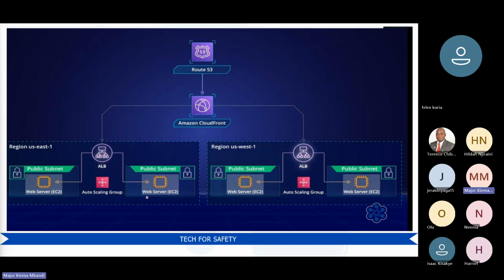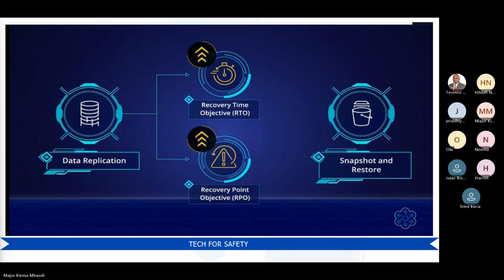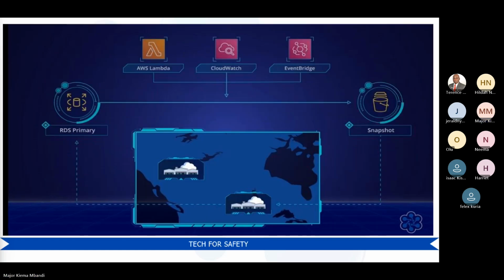Still, I think we talked about this architecture, whereby you have multi-region deployment with Route 53 and Amazon CloudFront that is made use of. So RTO, RPO, snapshot, and restore. So we can have our RDS primary.